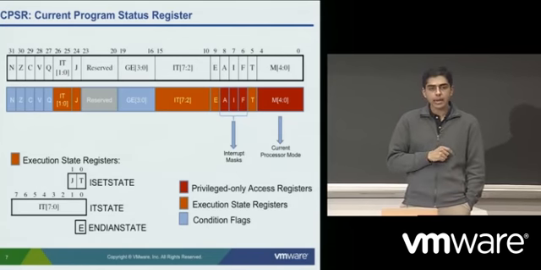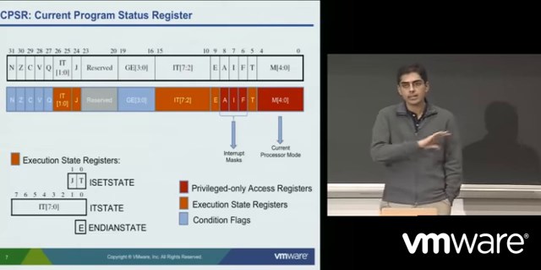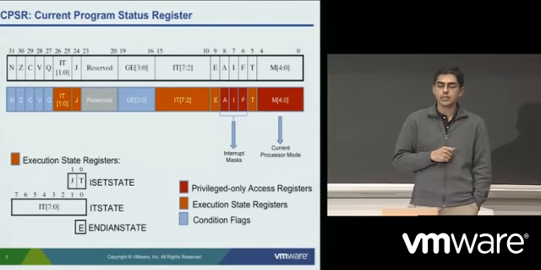In this case, what happens is a write to the CPSR. Whenever you rewrite the CPSR register from a privileged mode, the hardware actually rewrites all of the bits. So let's say you're in supervisor mode and you rewrite the CPSR register. It actually rewrites all of the bits. Let's say you're in user mode and you rewrite the CPSR register.